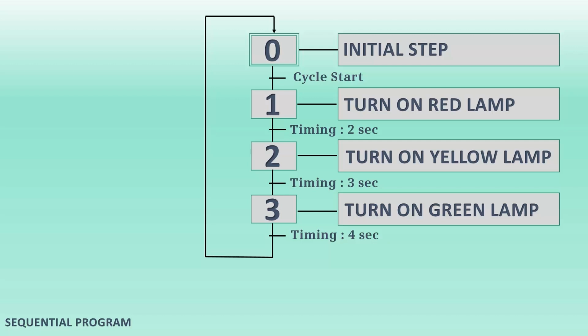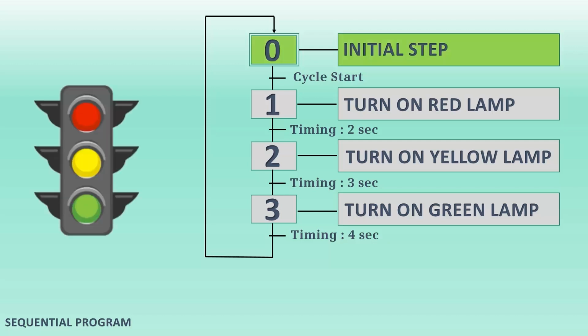In our application, this is the GRAFCET of our system. We have 4 steps, starting with the initial step. In each of the other 3 steps, we will command every time a unique lamp. Every lamp will turn on during a preset time. The cycle will start when the user clicks on the Start button, on the HMI side. If he wants to stop the cycle, he can, anytime, click on the Stop button.